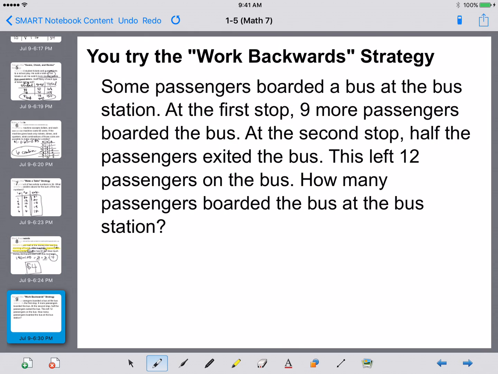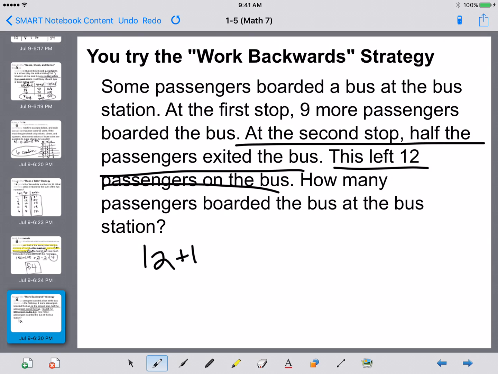And you're going to try the work backwards strategy. So read through, start where you're at, and undo as you go. So some passengers boarded a bus at the bus station. At the first stop, 9 more passengers boarded the bus. At the second stop, half the passengers exited the bus, and then that left us with 12 passengers on the bus. So we want to know how many passengers boarded the bus at the bus station. So right now, we're at 12. That's after half of them got off, so we need to add 12 to that. So there's 24.